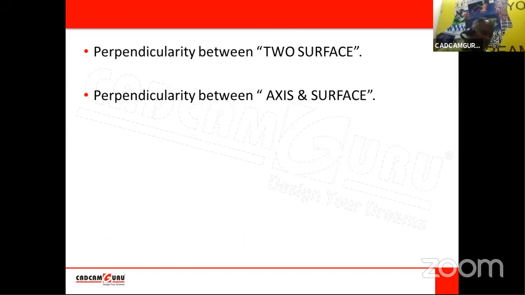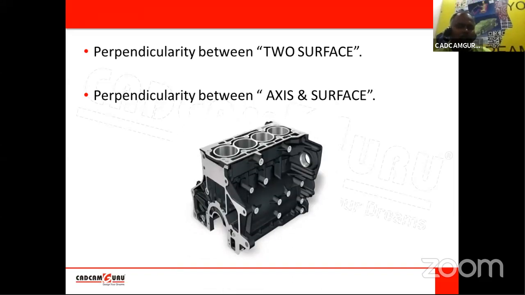Similar to parallelism, here also there are two cases: perpendicularity between two surfaces, and perpendicularity between an axis and a surface. These are the two cases for perpendicularity. With one example only, we can discuss both these requirements. So you can see perpendicularity between two surfaces.